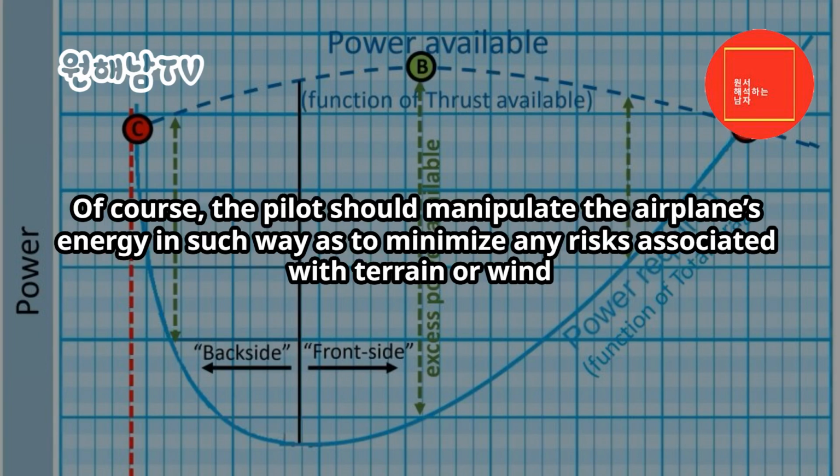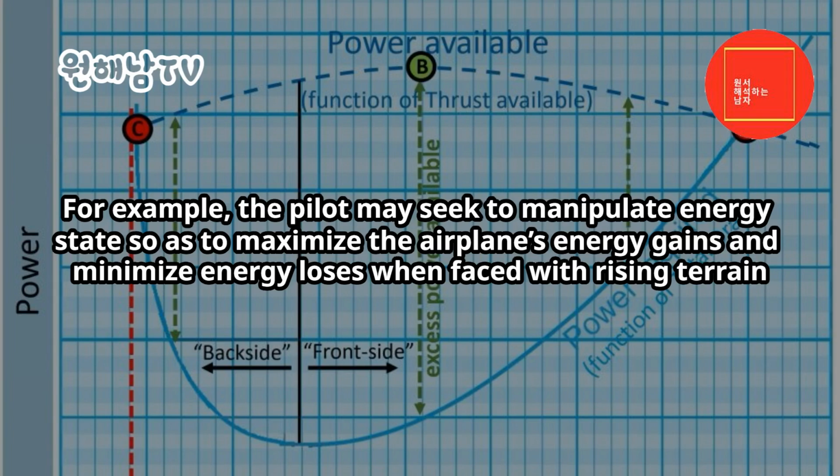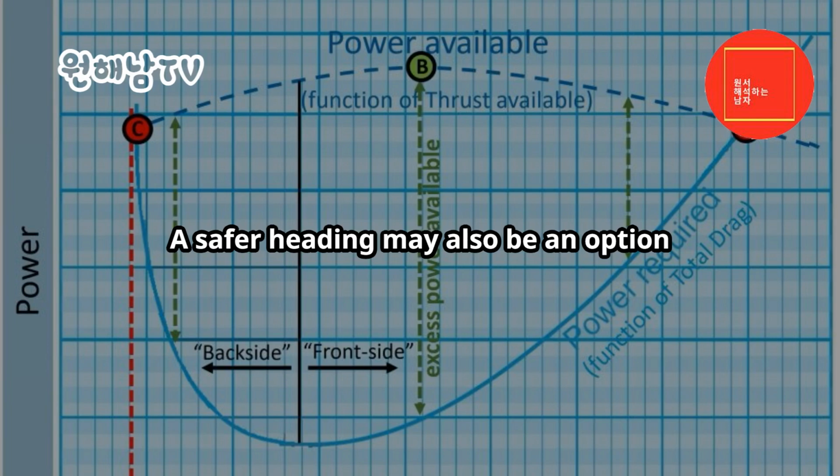Of course, the pilot should manipulate the airplane's energy in such a way as to minimize any risks associated with terrain or wind. For example, the pilot may seek to manipulate energy states so as to maximize the airplane's energy gains and minimize energy losses when faced with rising terrain. A safer heading may also be an option.